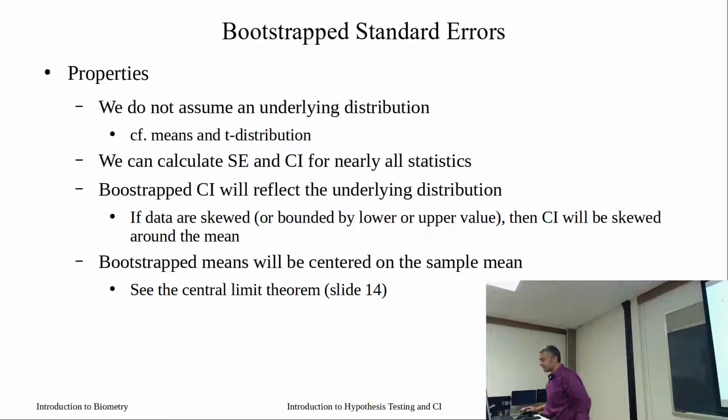All right. Second big utility of this is that we can calculate a standard error and a confidence interval for basically any statistic. We're using means, but we could do variances as well. No problem. We can get a confidence interval of the variance. We can get a confidence interval of our t statistic. We can get a confidence interval of our z. It doesn't matter. We can do it for any statistic.